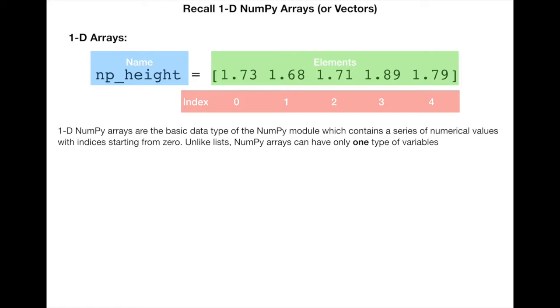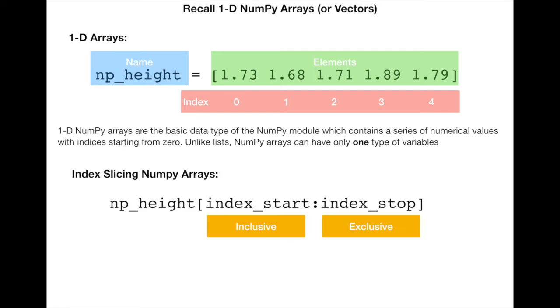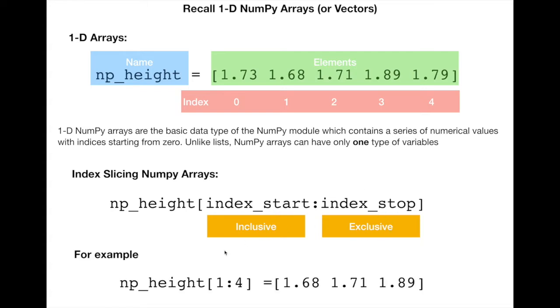Unlike lists, the difference between the NumPy array and the list is that NumPy arrays can only have one data type. We also learned index slicing of NumPy arrays, which is very similar to how you do index slicing of a list. The syntax goes: the array name, square brackets, and the first index is inclusive and the last one is exclusive. For example, if I do np_height[1:4], I'll get 3 elements, 1, 2, and 3, because 4 is exclusive.